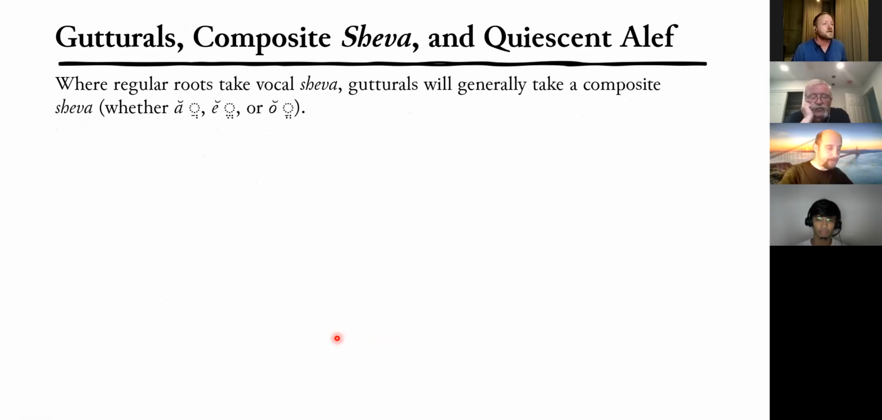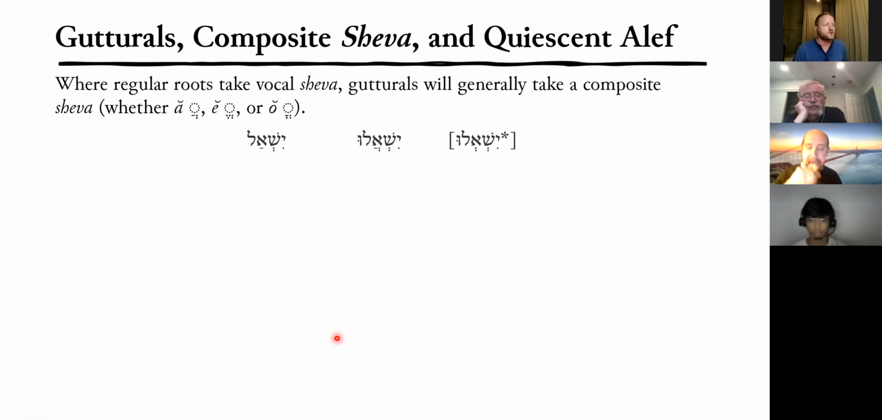All right, gutturals, composite shva, and quiescent aleph. Where regular roots take the vocal shva, gutturals will generally take a composite shva. It could be a, e, or o, depending on the situation. So yish'al is the future. Yish'alu is the plural. Notice that it takes the composite shva right there. Theoretically, yish'alu would have a vocal shva. This is the normal shape. But aleph is guttural, so it takes a composite shva.